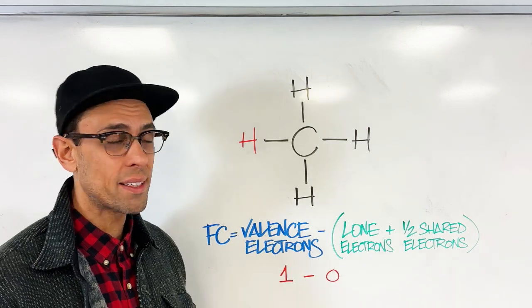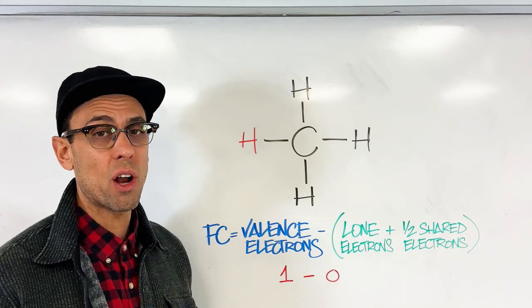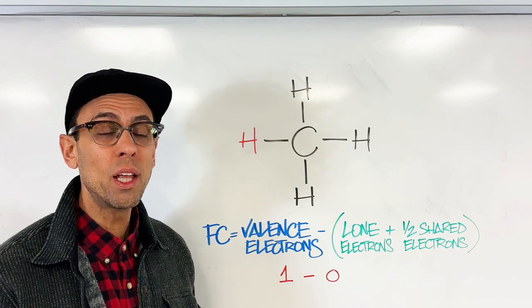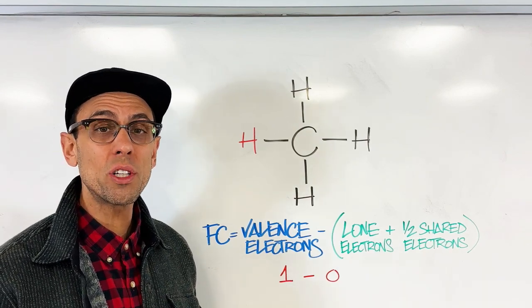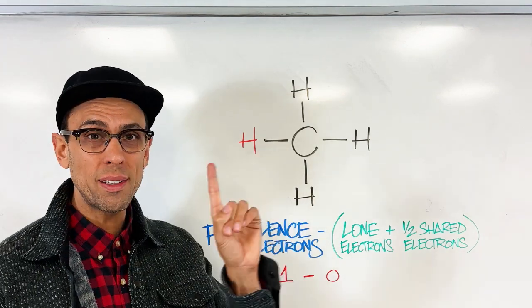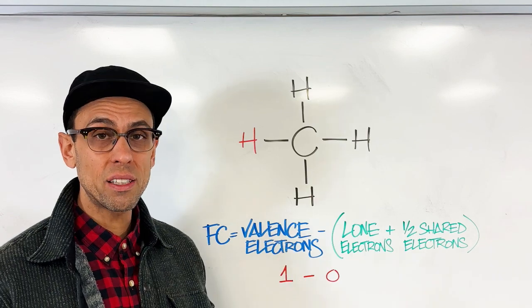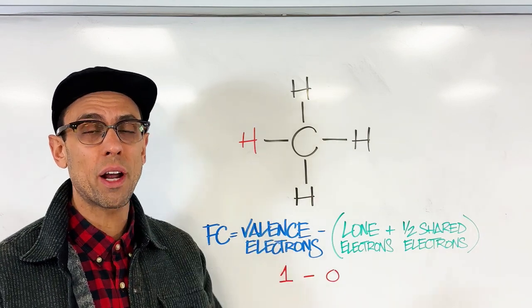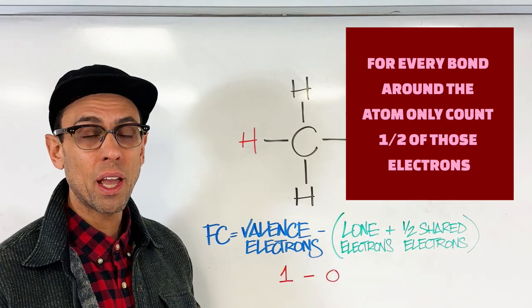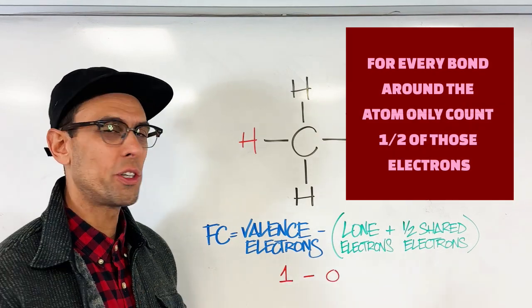Okay, next, it says half of the shared electrons. Now, of course, if an element, an atom, is in a molecule, it's sharing electrons. But the question is, how many? Here we see that this hydrogen only has one single bond. And a single bond represents 2 shared electrons. So we need to take half of that number. In other words, half of 2, which is 1.